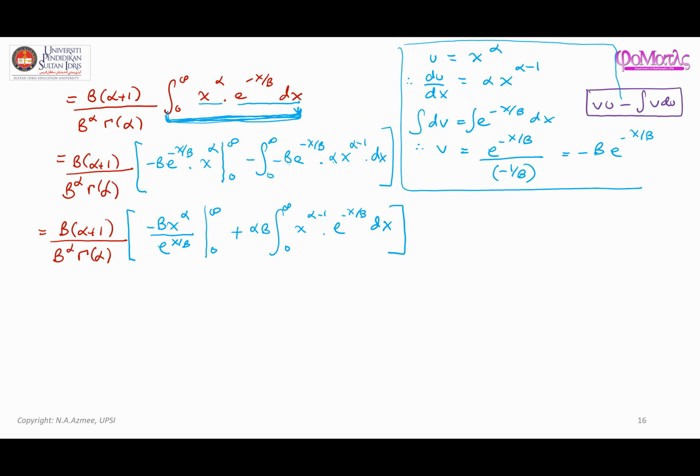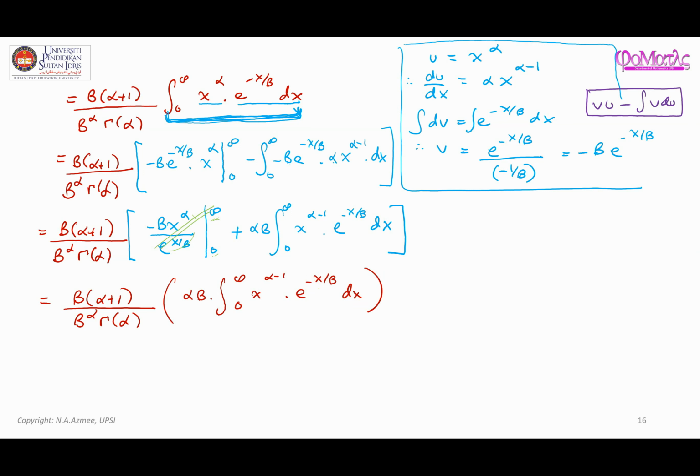Okay, right. Now, following a similar argument, you will see that if you substitute infinity into this part here, it's going to be 0. And if you substitute 0 into this part here, it is also going to be 0. So we will be able to get rid of this term. Now, what is left is, I can write the whole thing quite nicely. So we have 1 over beta to the alpha plus 1, times 1 over beta to the alpha gamma of alpha. We're going to multiply that with alpha beta, and here we have the integral from 0 to infinity of x to the alpha minus 1, and this guy right here.